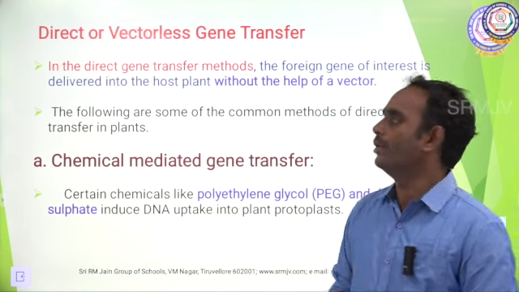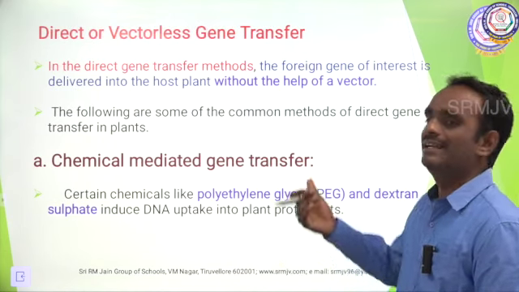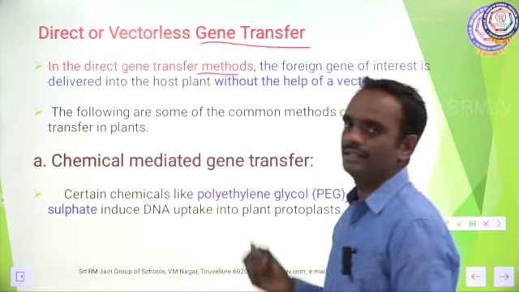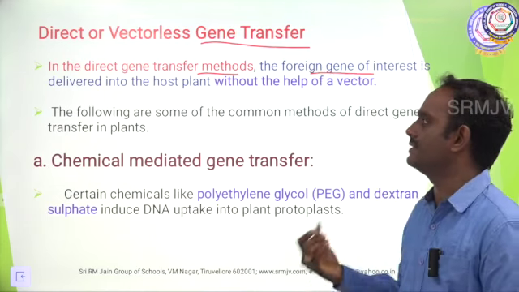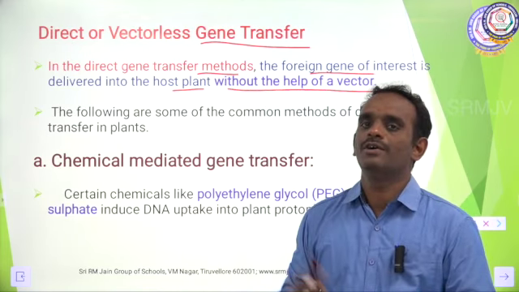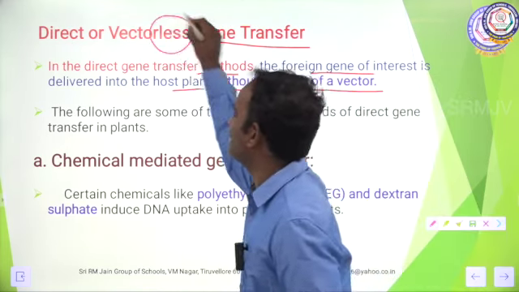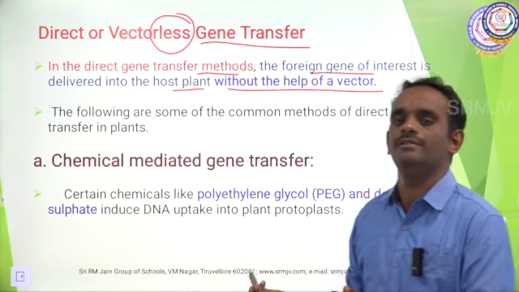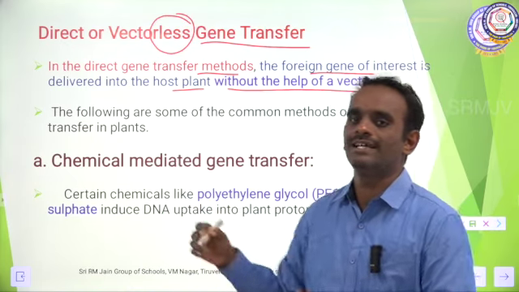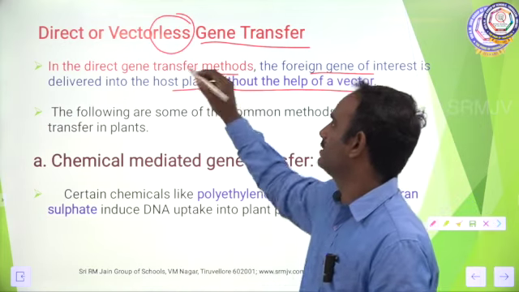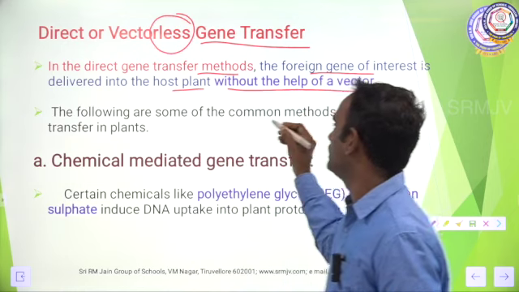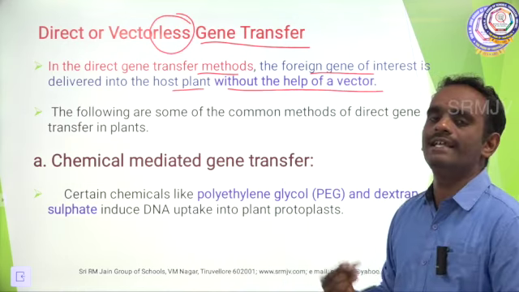Now, first we are going to see the direct or vectorless gene transfer. In this direct gene transfer method, the foreign gene of interest is delivered into the host plant without the help of a vector. So, it is named vectorless gene transfer. There is no involvement of a vector, we directly insert the gene of interest into the host cell. That type of transfer is called vectorless gene transfer or direct gene transfer. The following are some of the common methods of direct gene transfer in plants.